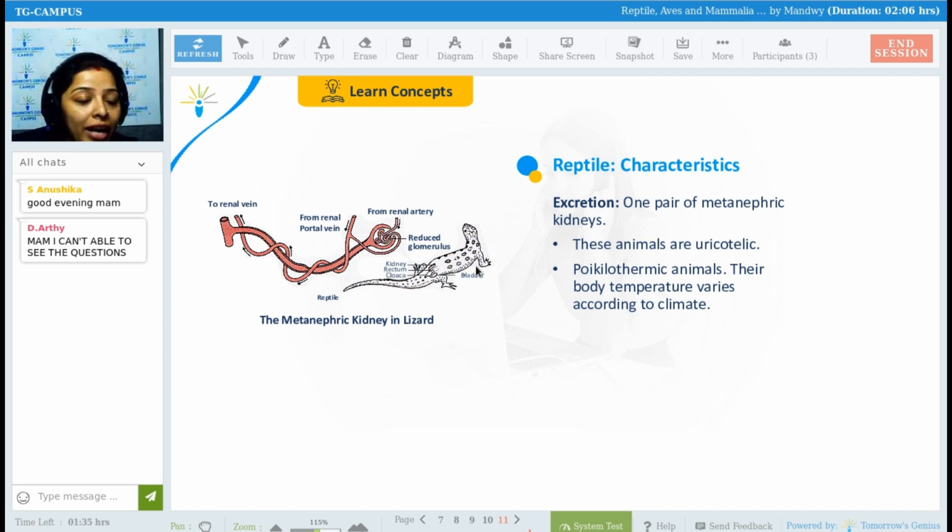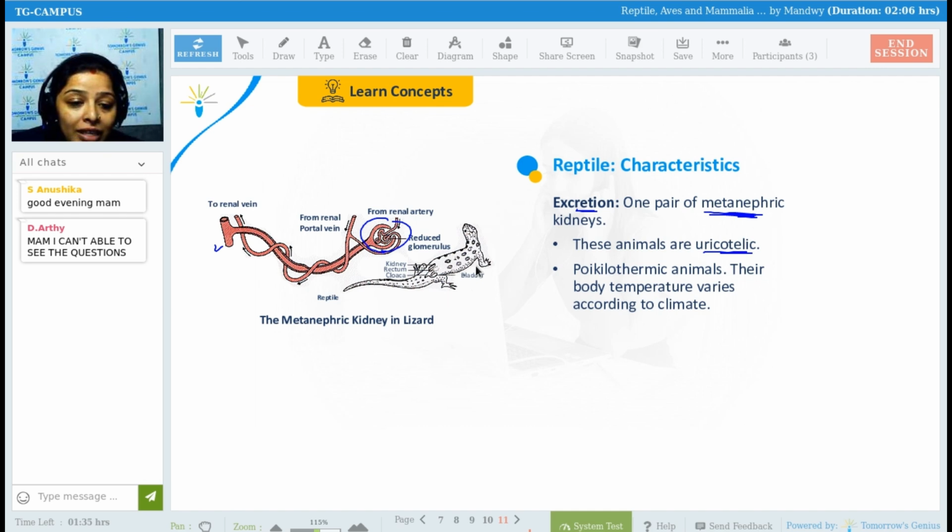Okay. Chalo. Next characteristic, excretion. The reptiles are well-developed organisms, and hence they have a metanephric kidney. Metanephric kidney means the glomerulus, the entry from where the impure blood is coming, the part of the nephron, is connected to the cloacal aperture, meaning it is complete. The structure is huge, so it is metanephric. Clear?